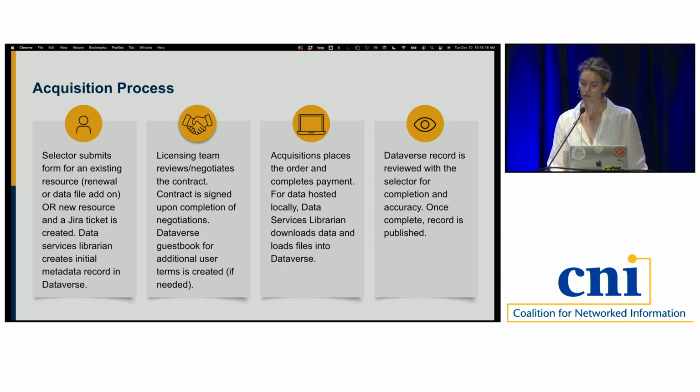And then the Dataverse record is reviewed with the selector for completion and accuracy, making sure that we're linking to all of the documentation they would like and that we have all of the proper subject terms, notes, the description is what they want it to be. And once that has been reviewed, we then publish the record, and then it's discoverable within our Dataverse for our users to find.